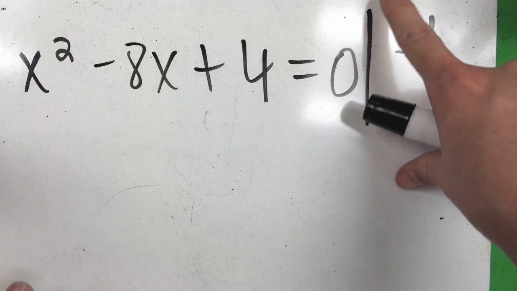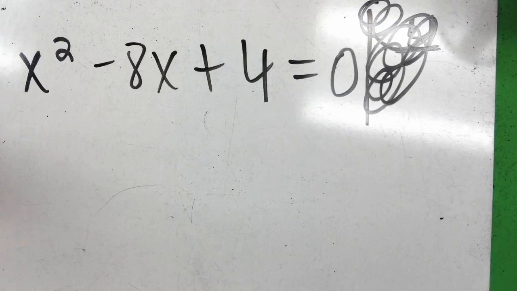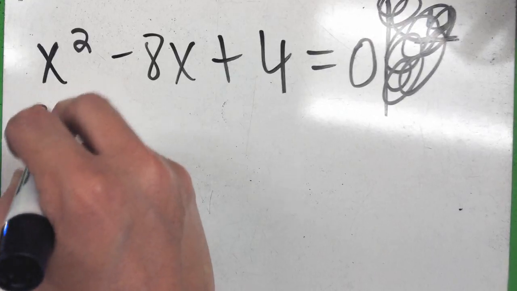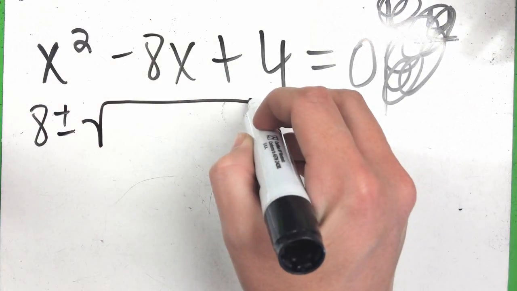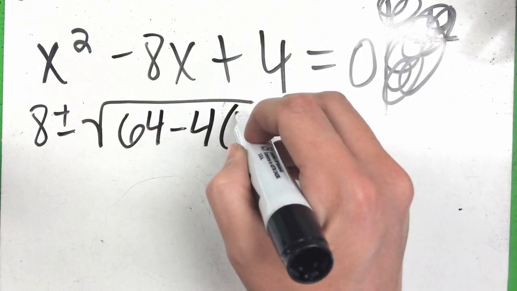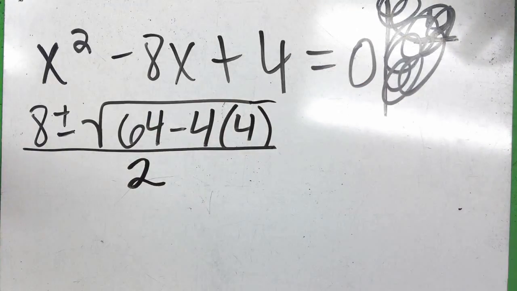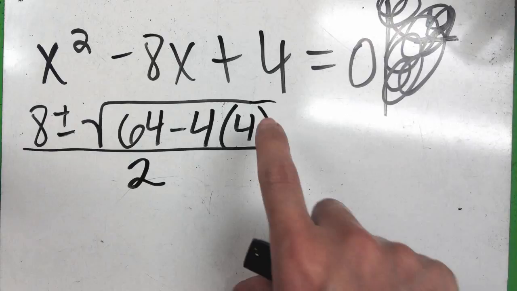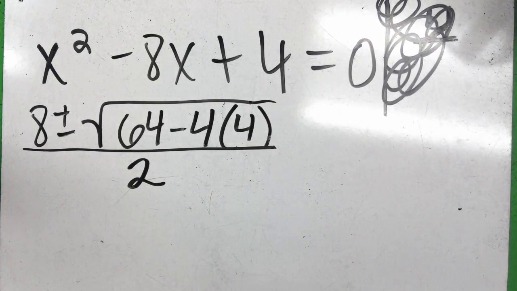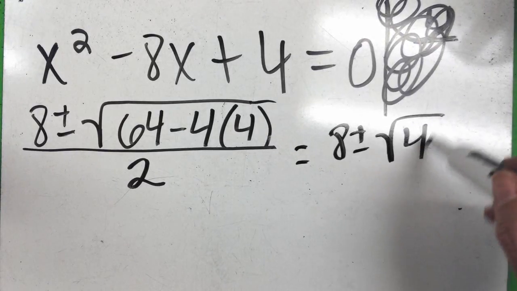Quadratic formula. If you don't have it memorized, you might as well memorize it because we're going to use it the entire year. Alright, so what is our b? So it'd be plus or minus. Good. Times. Good. All over. Great. I didn't put the a right here because it's what? 1. Alright, so what is 64 minus 16 right here? 8 plus or minus square root of 48 over 2.